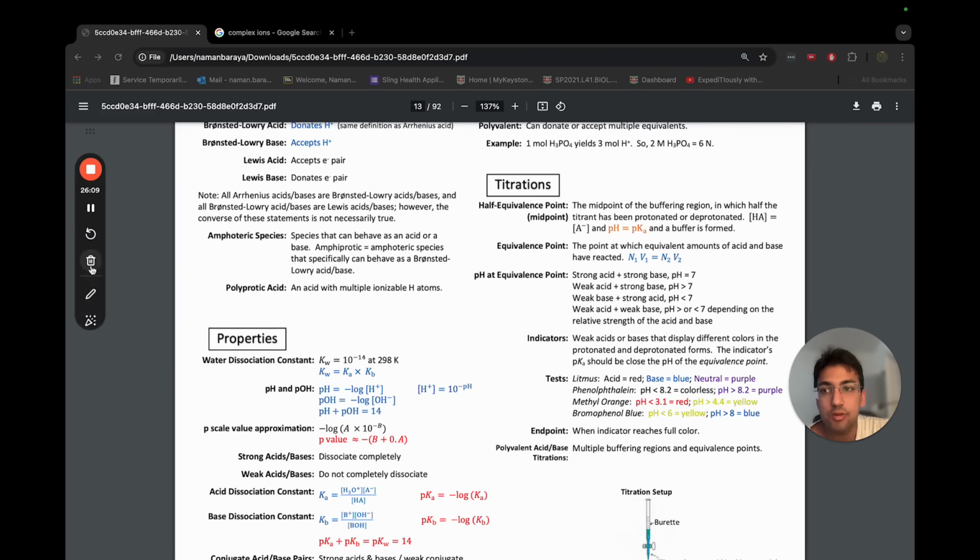Okay, now we have pH at equivalence point. So pH at equivalence point, if it's a strong acid that you're titrating with a strong base, then pH is going to be 7. And then the others you can kind of reason through.